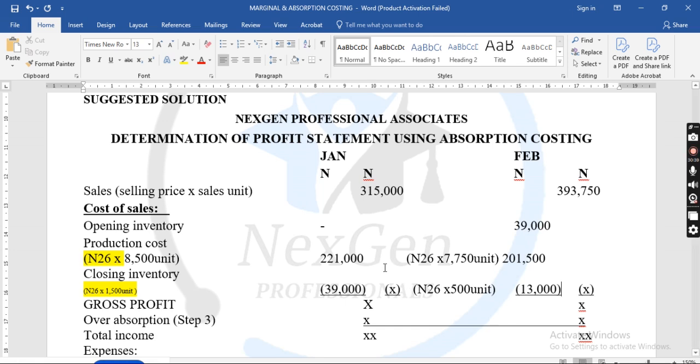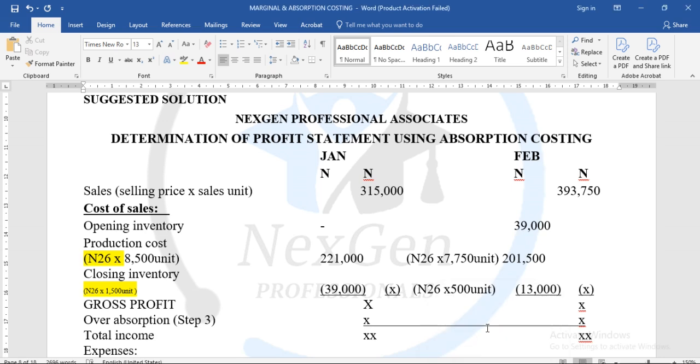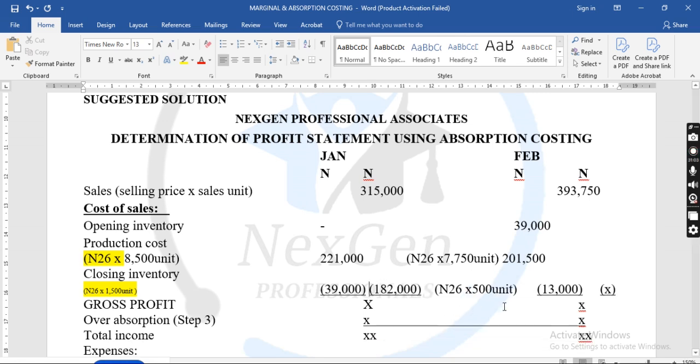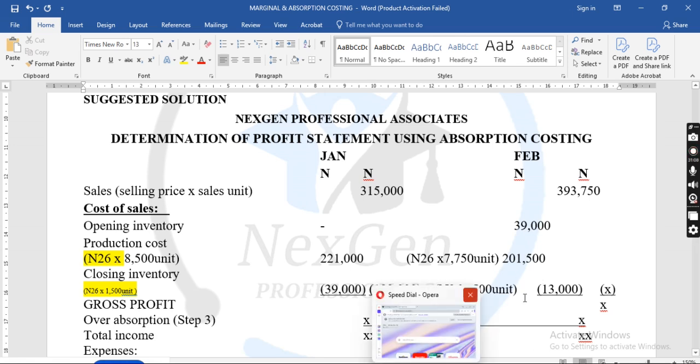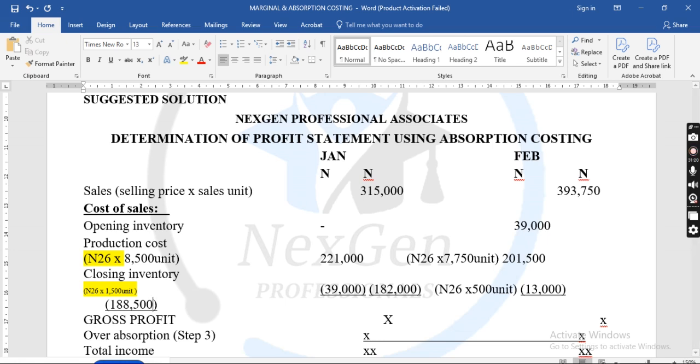So now you minus. We quickly minus 221 minus 39,000. What do we have, so that we can determine our over and under absorption? 182. Right? So next, what do you have next? 188,500. Please, others should confirm that.